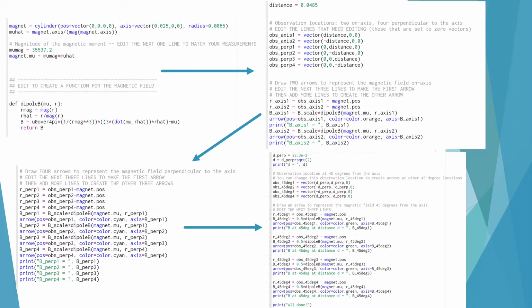Going down to the bottom left corner, we calculated very similarly to the top right, but these observation locations are on the perpendicular axis to the magnet. The bottom right corner was calculating the magnetic field at the 45-degree angle, very similar to what we did on the last slide and what we calculated in the lab. So we have many different observation locations to calculate the magnetic field due to the magnet.